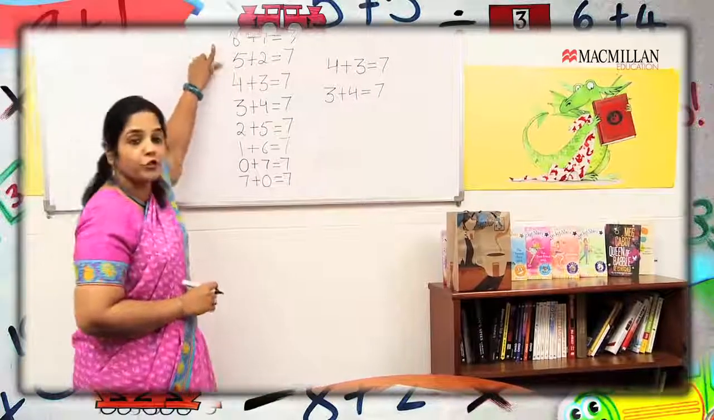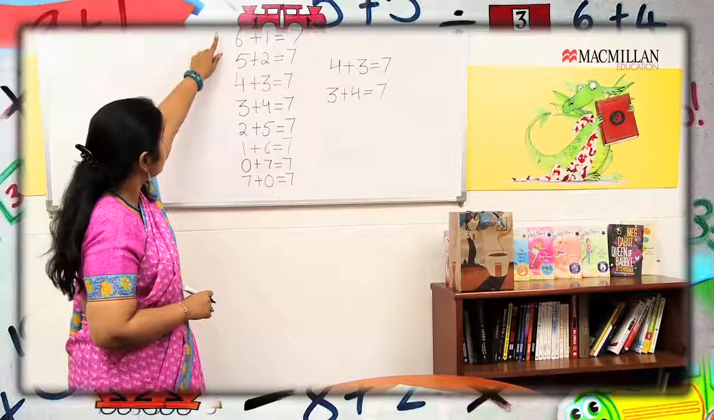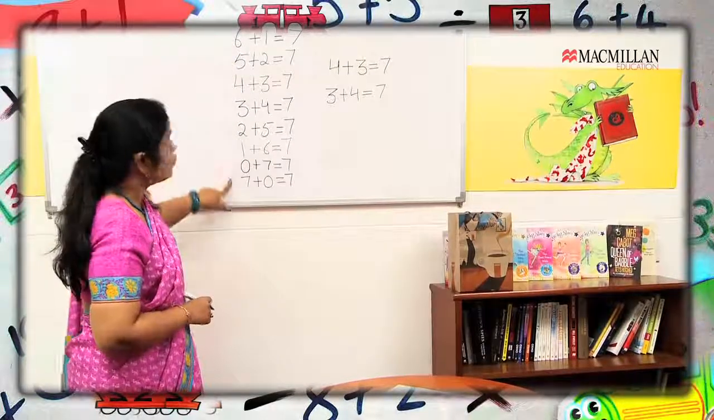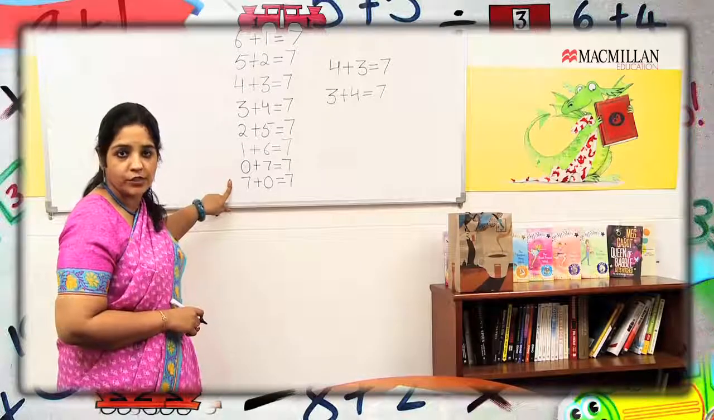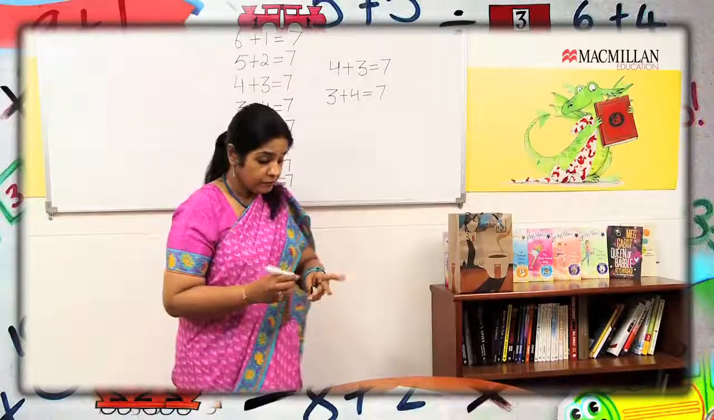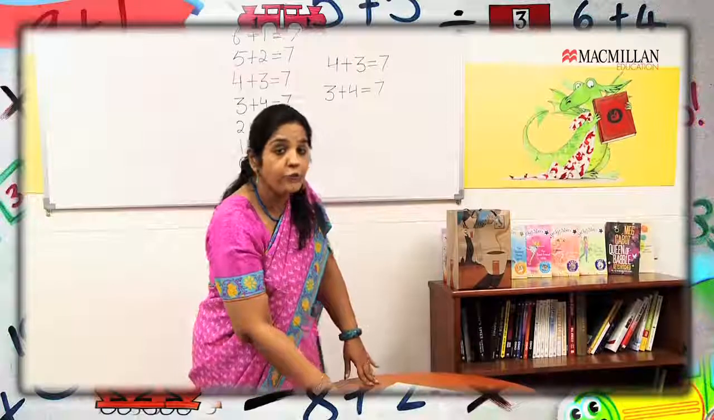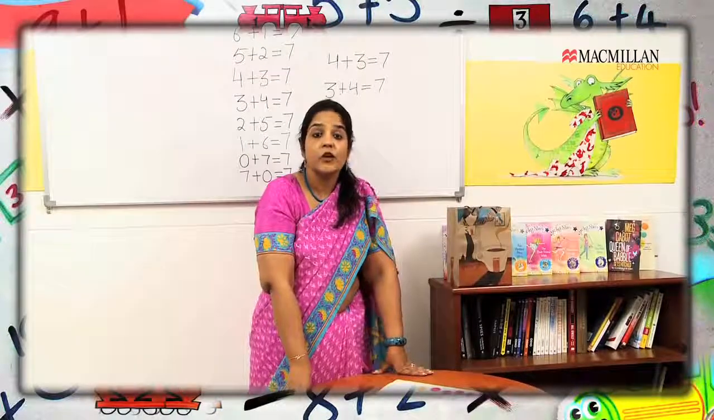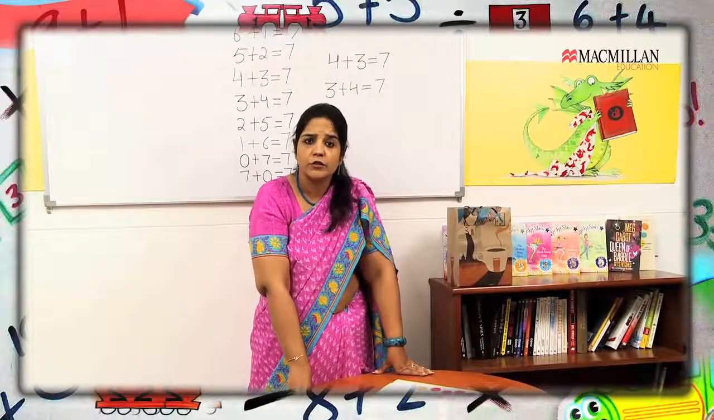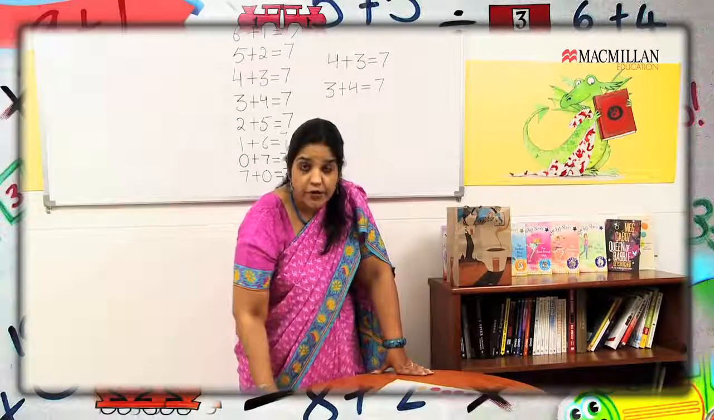So children, did you enjoy this? You realized we can represent 7 in so many ways using addition. 7 is an interesting number. And have you heard of the story of 7 dwarfs and a princess? So how many good characters were there in that story? Do you remember? There were 7 dwarfs.